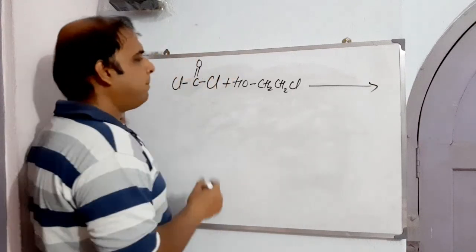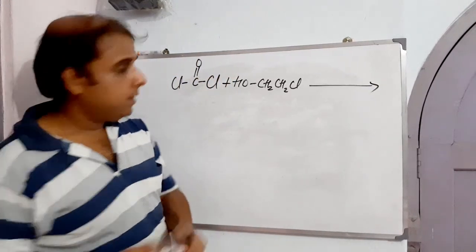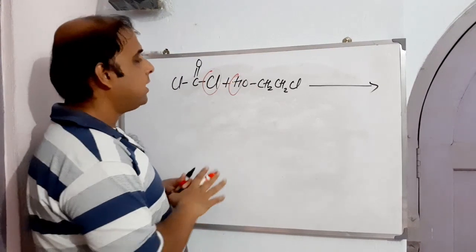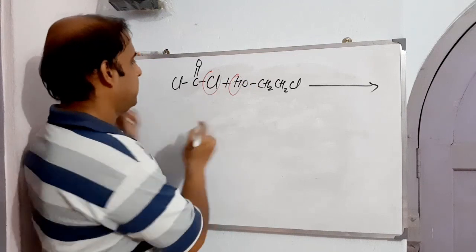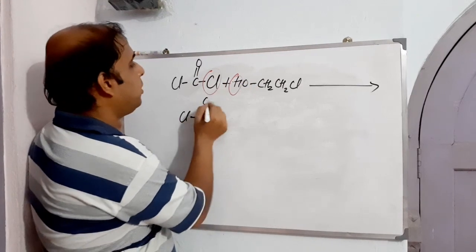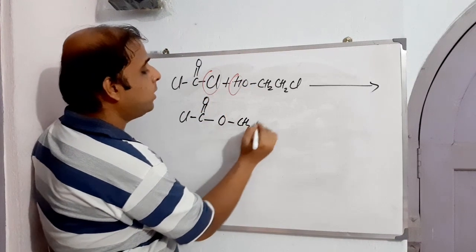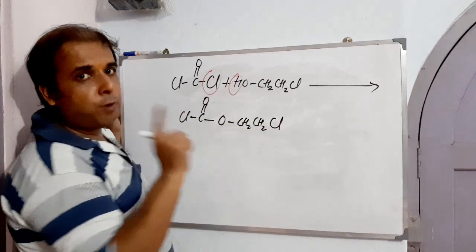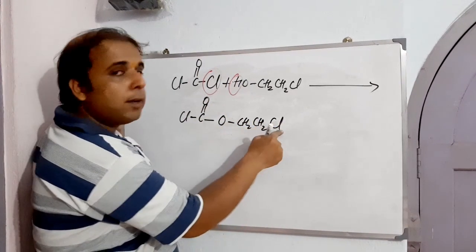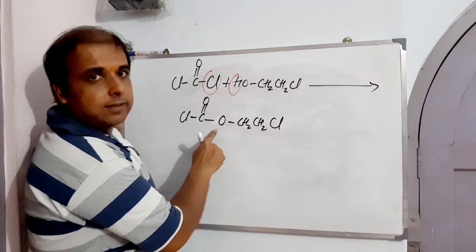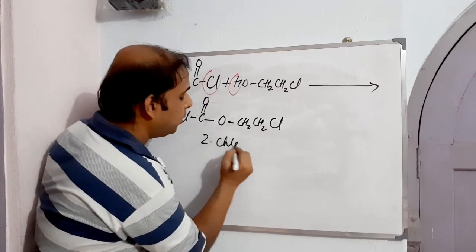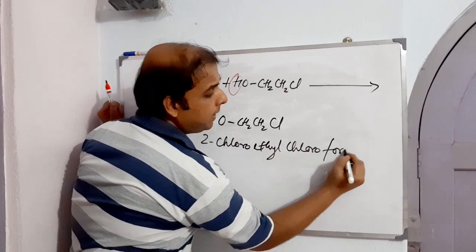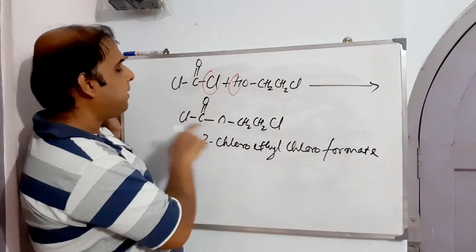Now, so what will happen? Definitely, what can be expected here? Cl and H, both of them should leave, right? Leaving behind Cl, C double bond O, then CH2, then CH2, then Cl. So we have got a derivative of formic acid or formate. So what is that? 2-chloroethyl chloroformate, right? So this is what? 2-chloroethyl chloroformate. Because it's the derivative of formic acid, no?